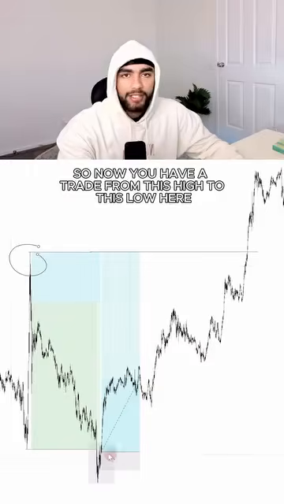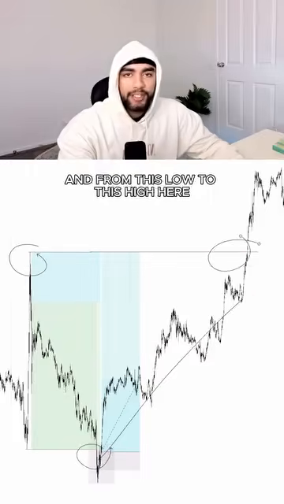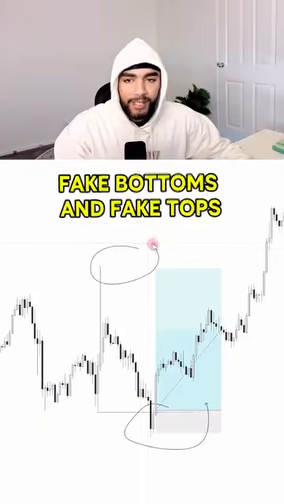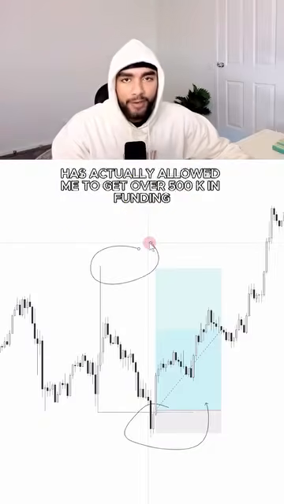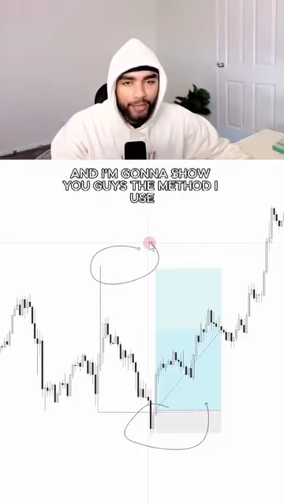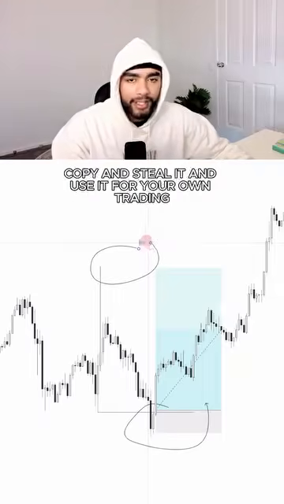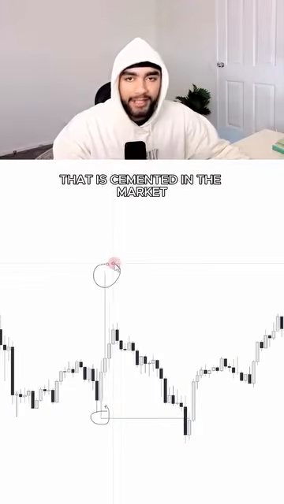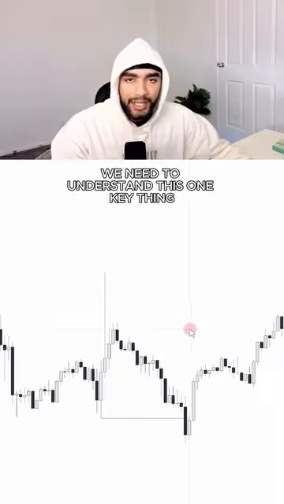So now you have a trade from this high to this low here, and from this low to this high here. Understanding fake bottoms and fake tops has actually allowed me to get over 500k in funding. I'm going to show you guys the method I use, copy and steal it, and use it for your own trading. When we have a swing low or a swing high that is cemented in the market, we need to understand this one key thing.